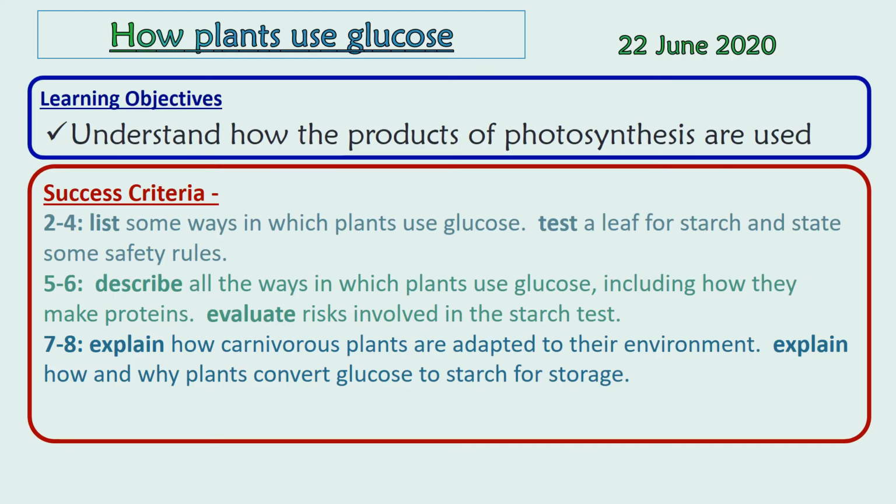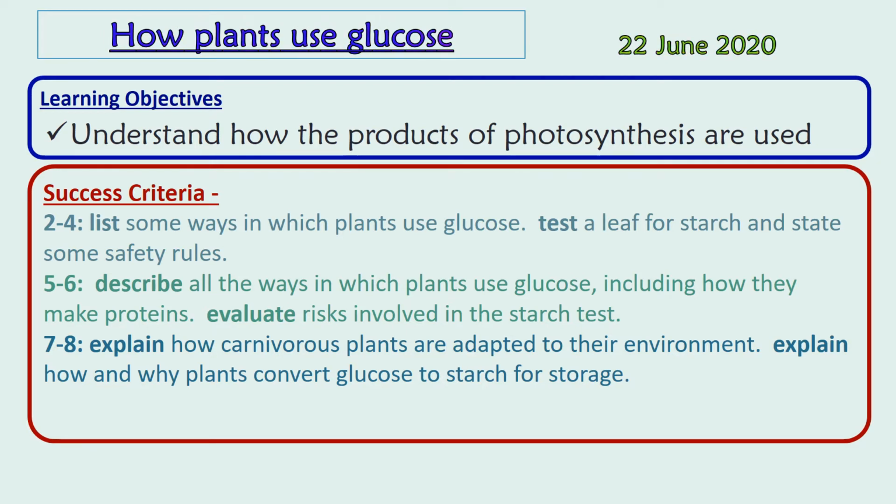Okay, so today we need to understand how the products of photosynthesis, i.e. the glucose, are used. So for 2 to 4 we need to be able to list some of the ways in which plants use glucose, and we also need to have an understanding of how we can test a leaf for starch. Okay, now this is another one of the required practicals, testing a leaf for starch.